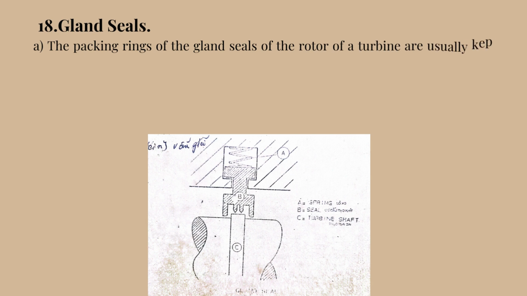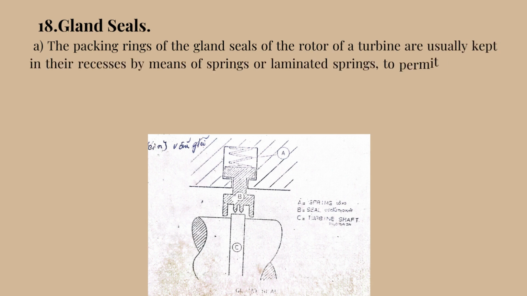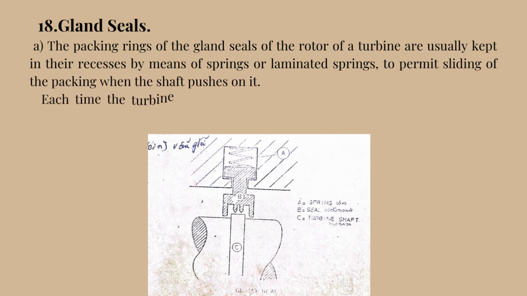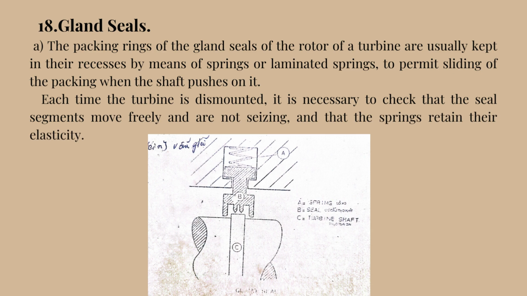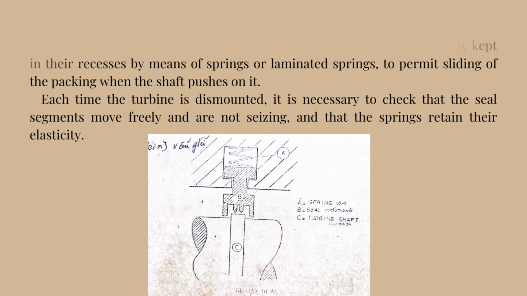18. Gland seals. A. The packing rings of the gland seals of the rotor of a turbine are usually kept in their recesses by means of springs or laminated springs, to permit sliding of the packing when the shaft pushes on it. Each time the turbine is dismounted, it is necessary to check that the seal segments move freely and are not seizing, and that the springs retain their elasticity.